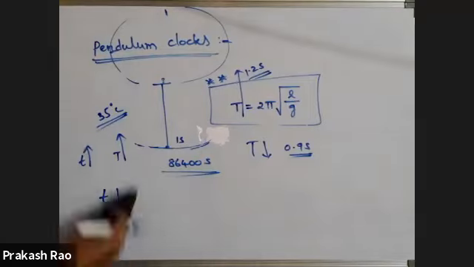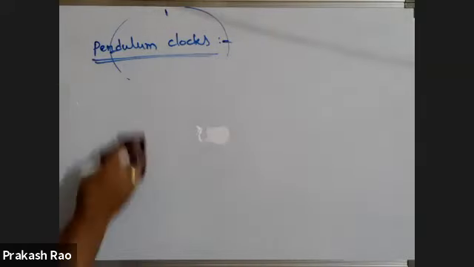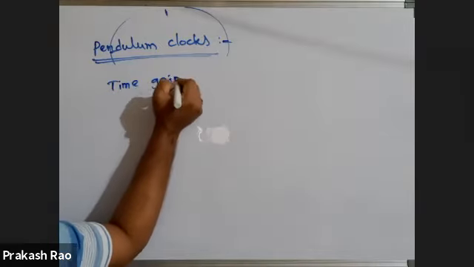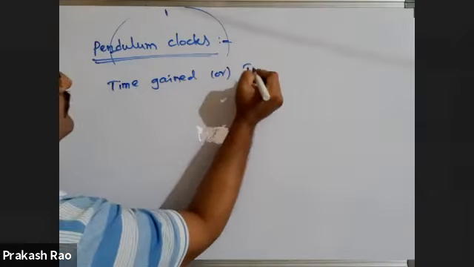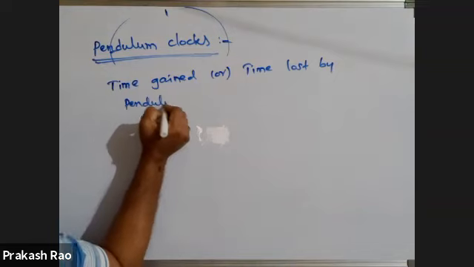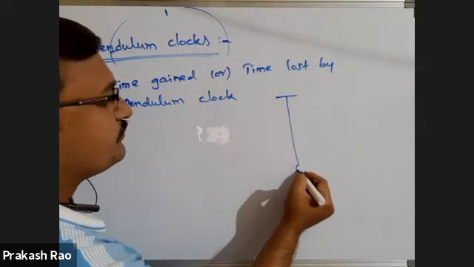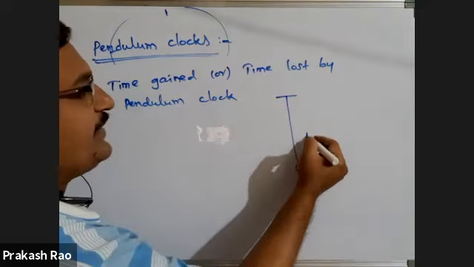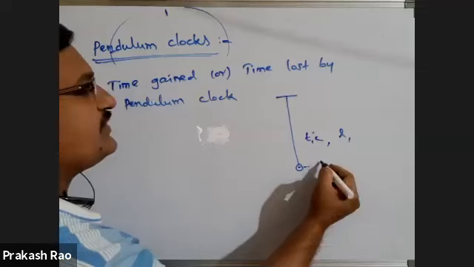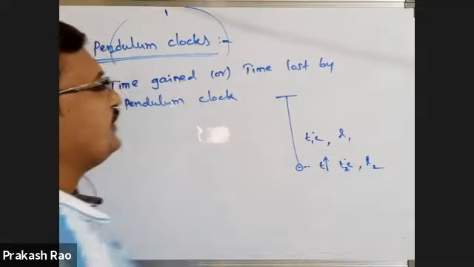Now we want to derive the expression for time gained or time lost by the pendulum clock. Assume that it is a pendulum clock, okay, at T1 degree centigrade, the length of the pendulum is say L1. Now you are increasing temperature to T2 degree centigrade. Due to that, its length also increases to L2.